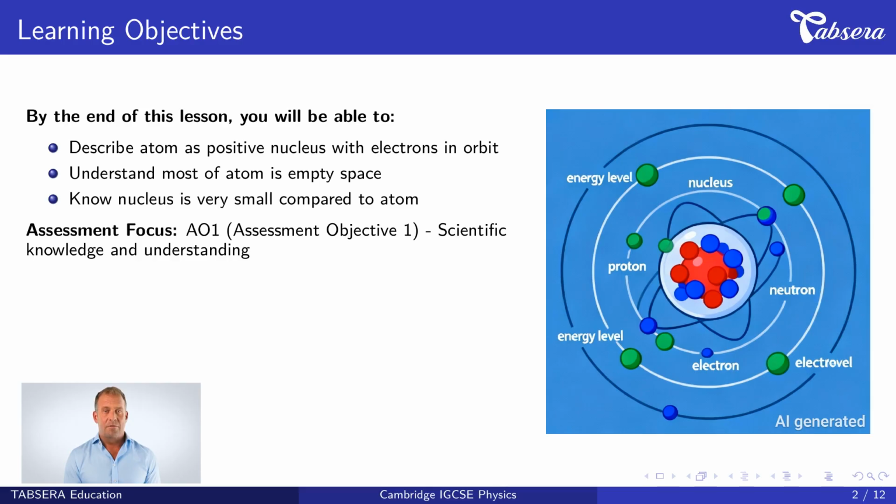Second, understand that most of the atom is empty space. This concept reveals that atoms are mostly vacuum with particles occupying tiny volumes. Third, know that the nucleus is very small compared to the atom. The nucleus contains almost all the mass, but occupies an incredibly small fraction of the total atomic volume. These objectives align with AO1, Assessment Objective 1, which tests scientific knowledge and understanding.